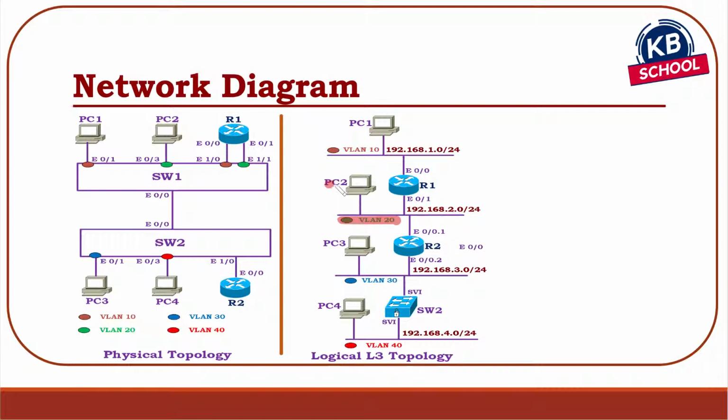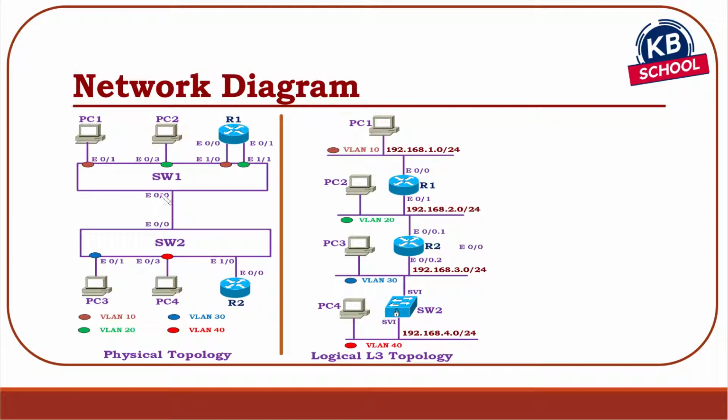VLAN 20 has 3 ports: PC2, which is 0/3, R1 E0/1, which is 1/1, so 0/3, 1/1, and the third port is a router with a sub interface, E0/0 sub interface. So on switch 2, this port needs to be a trunk. All right, that's all I've got to do, is trunk it. The rest of the configuration will be done on the router side to identify the sub interfaces based on the VLANs. I'll have one sub interface for VLAN 20 and another sub interface for VLAN 30 on router 2 using a single interface. So let's do this part first.